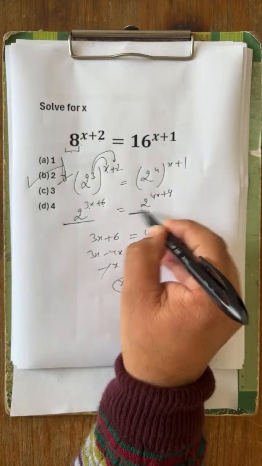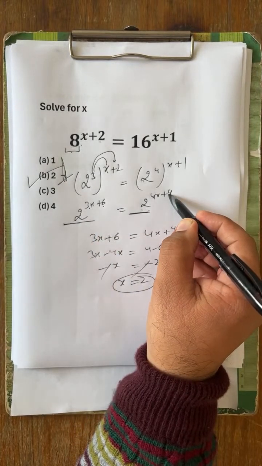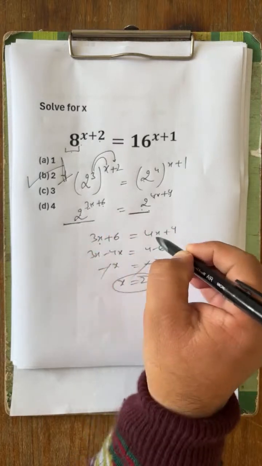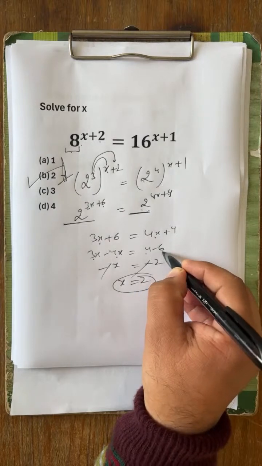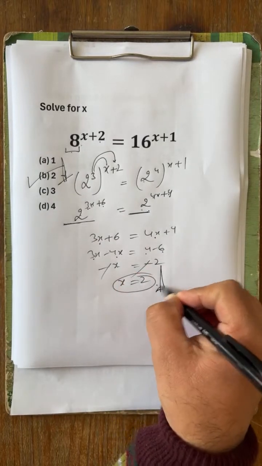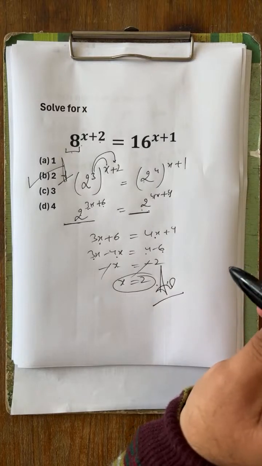Now as the base is the same, the exponents will be the same. So 3x plus 6 is equal to 4x plus 4. 3x minus 4x is equal to 4 minus 6. x is equal to 2 will be our answer. Hope you understood this question.